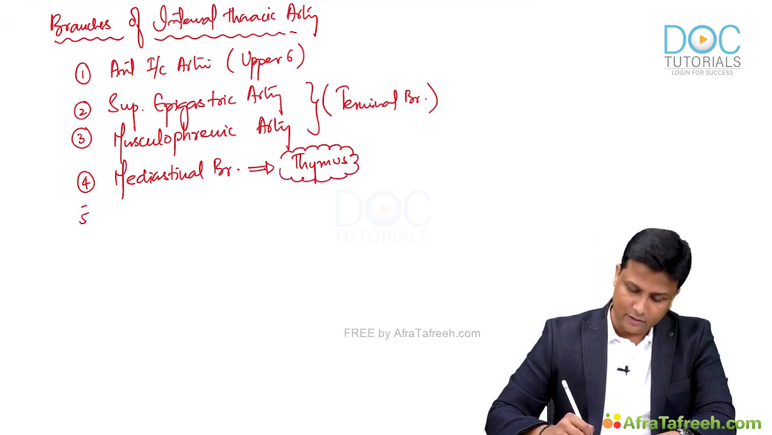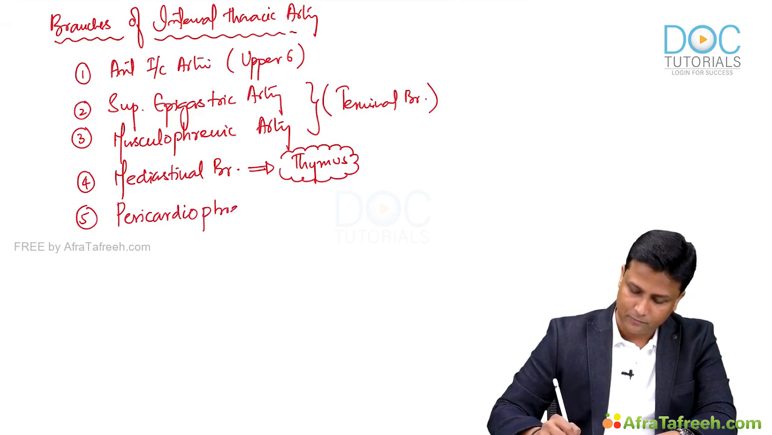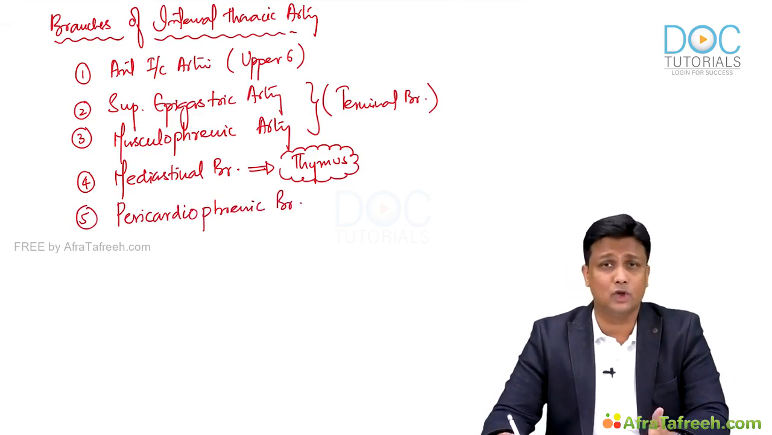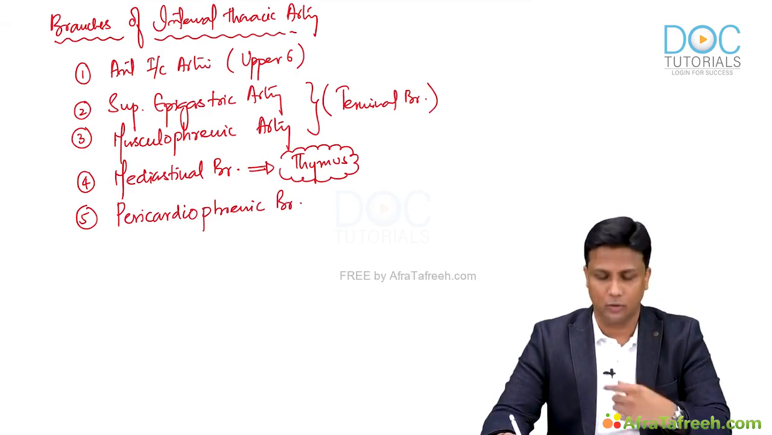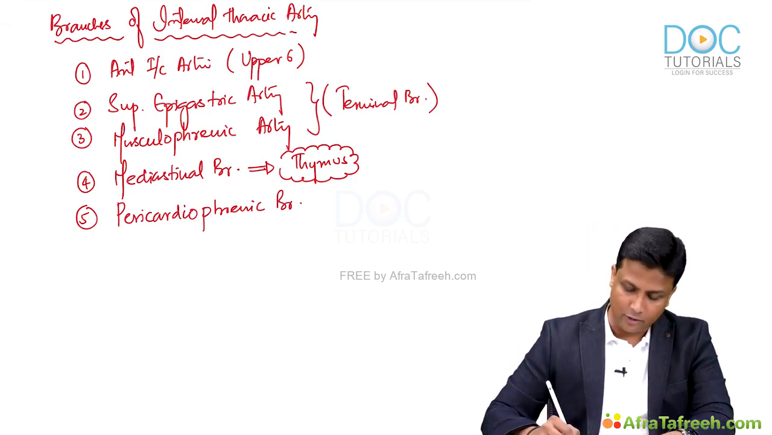Next, number 5, you also have one more branch which is the pericardiophrenic branch. Pericardiophrenic branch. I think I don't even have to teach you here. The name itself explains everything. Pericardium covering the heart, and then phrenic, diaphragm and all.